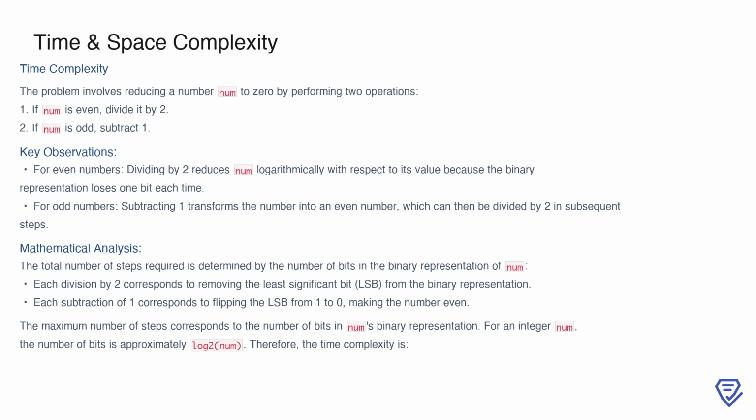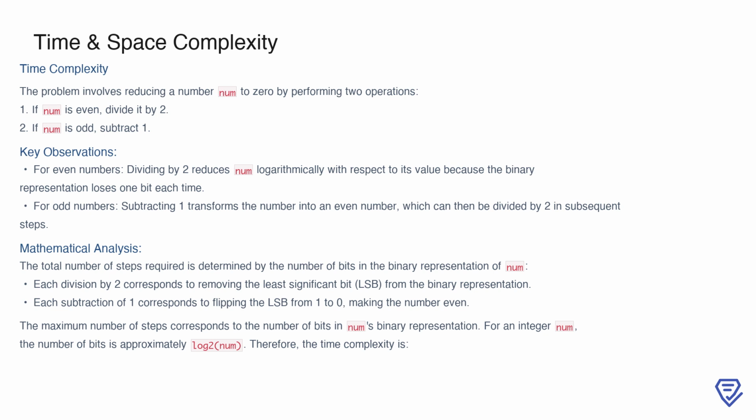To analyze the time complexity of this problem, we need to focus on the two operations used to reduce the number to 0. When the number is even, we divide it by 2, which corresponds to removing one bit in its binary representation. This operation is logarithmic because the number of bits in a binary number decreases with each division. On the other hand, when the number is odd, we subtract 1, which flips the least significant bit from 1 to 0, effectively making the number even.